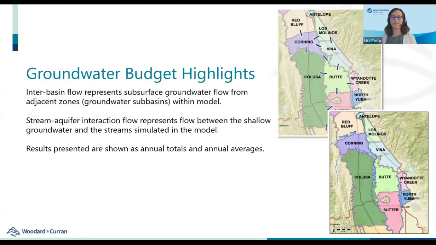All right, we're going into a lot of graphics and results. Hopefully that all makes sense. So, providing some groundwater budget highlights. Again, the theme here is the flows between the subbasins, so we're really highlighting interbasin flows and stream-aquifer interaction. Here's a reminder: interbasin flows represent subsurface groundwater flow from adjacent zones within the model, and stream-aquifer is the vertical flow between the shallow groundwater and the streams. We're presenting results as total annuals and annual averages over the model simulation timeframe and some subtimeframes as well.